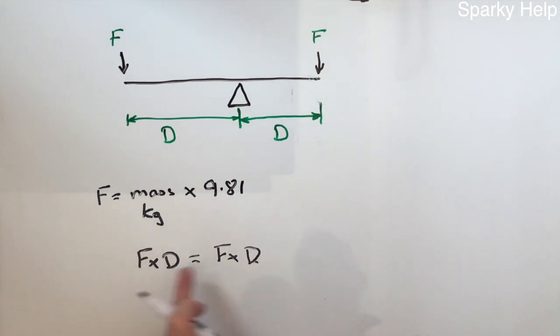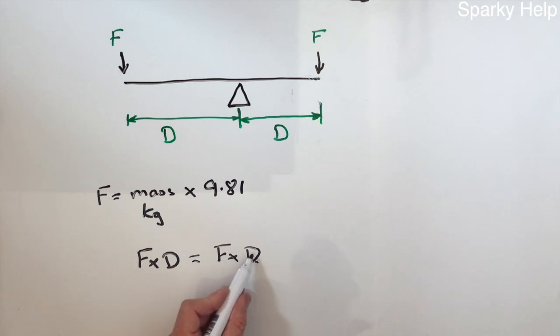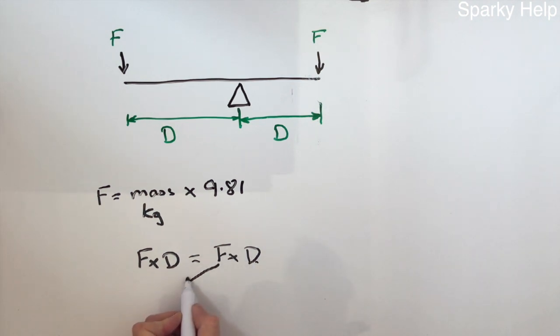And if we know one of those, then we can do a simple transposition. Once you get any formula in this form, it's very easy to transpose because these are multipliers. So to get any one over to the other side, it becomes a divide. If we want a distance, then that goes over the other side and becomes a divide. So this distance is equal to force times distance, which is the left hand side, divided by the force on the right hand side, and that would give you that one there.